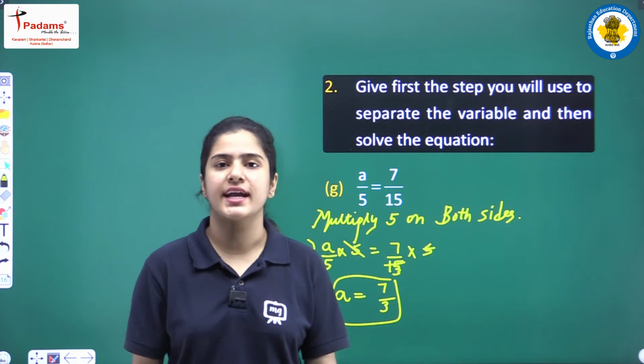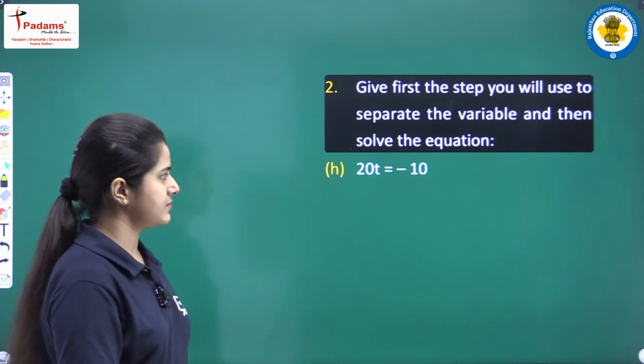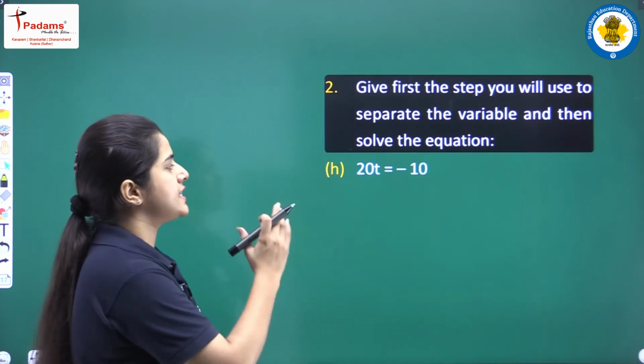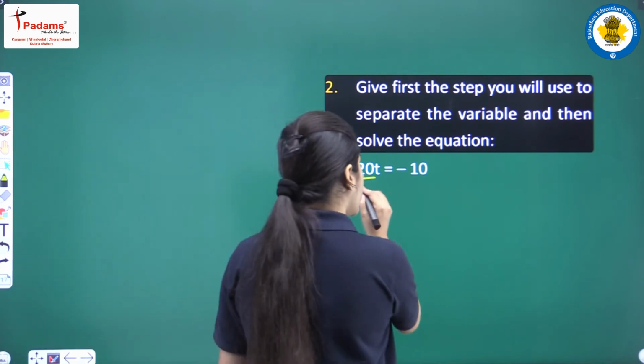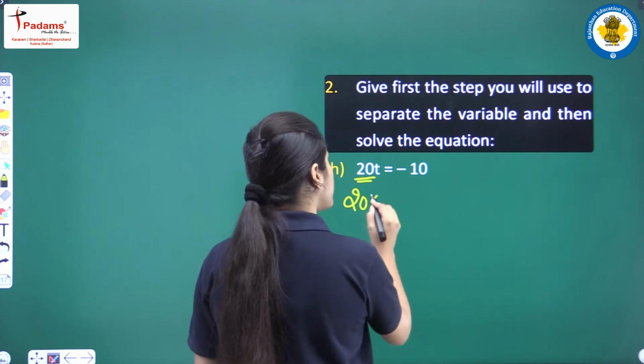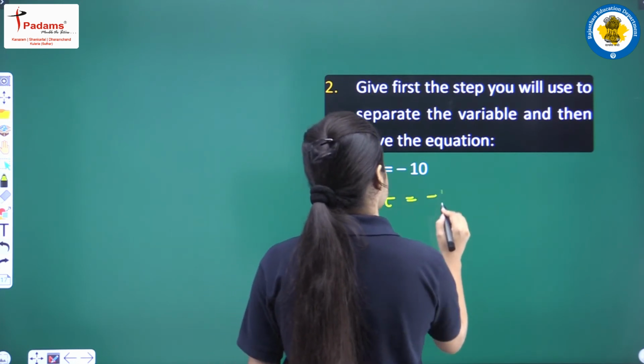Now students, looking at another question, H part, 20t is equals to minus 10. Now students, this 20 is in multiplication with the variable t, right?